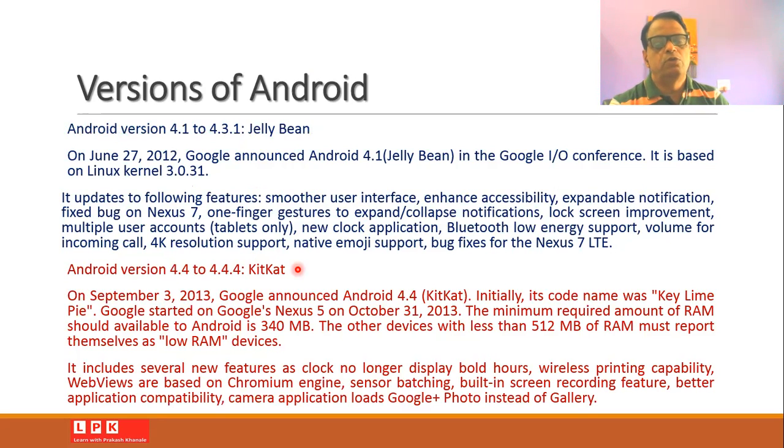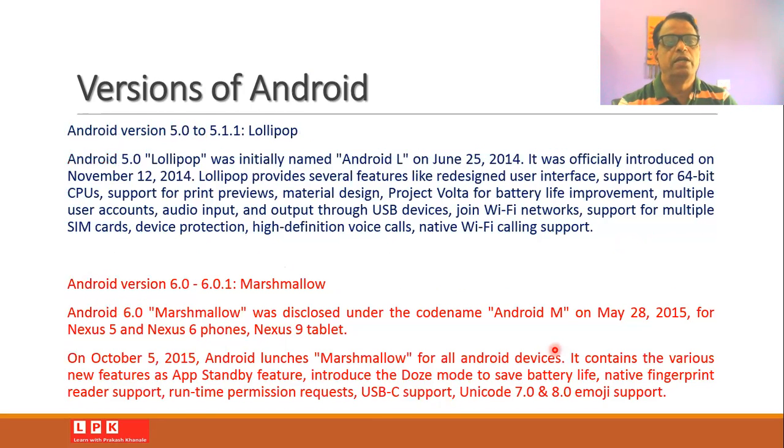The next version in 2013 was called KitKat, and this is the version which provided many new features such as wireless printing capability, web views based on the Chromium engine, sensor batching, built-in screen recording feature, better application compatibility, and the camera application loads Google Plus photos instead of galleries. So these features were provided in the version KitKat, which was introduced in 2013.